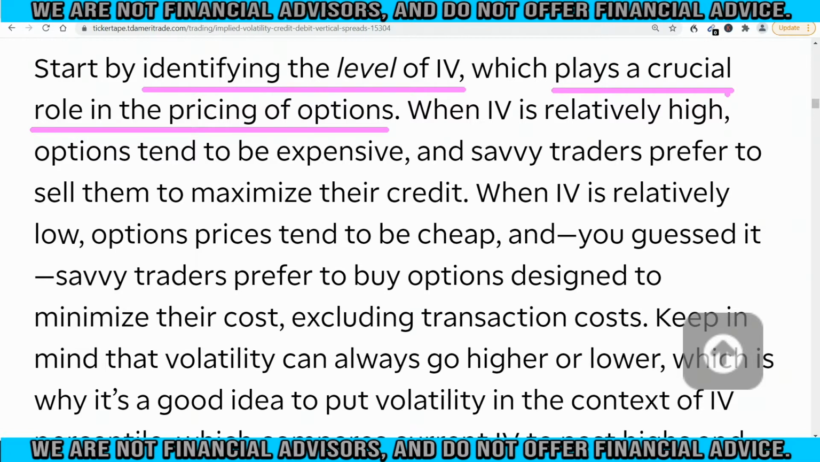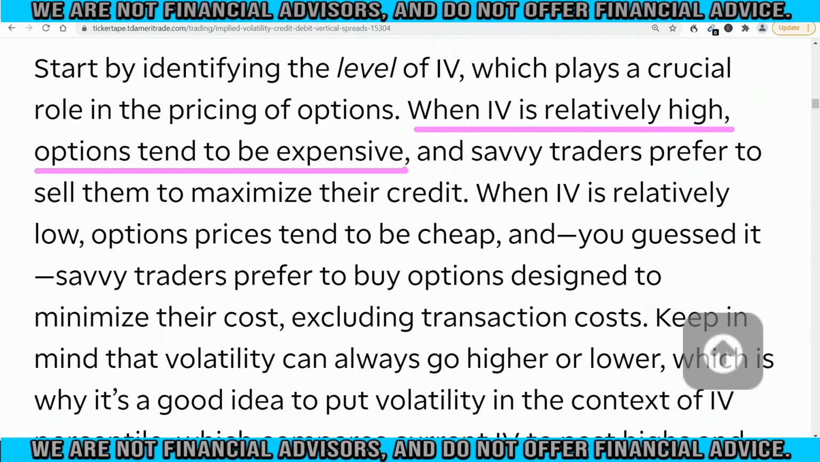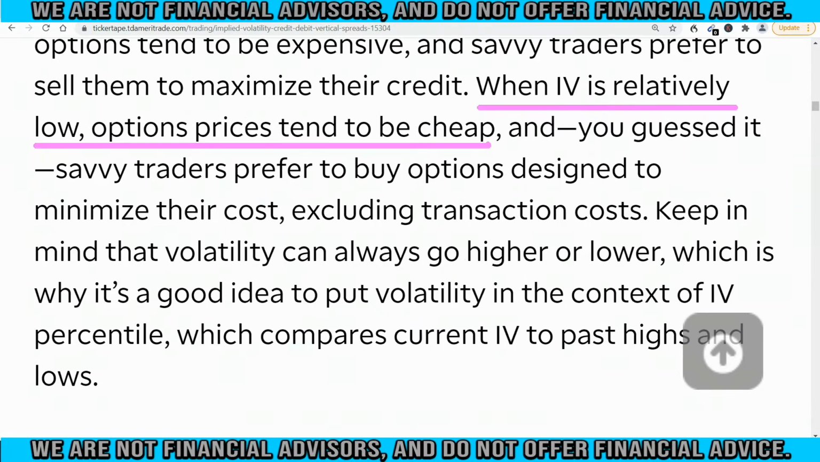We all know that the IV level plays a crucial role in the pricing of options. When the IV is relatively high, options tend to be expensive. So if we sell those expensive options, that brings in a premium that we're collecting, hence the word credit. When IV is relatively low, option prices tend to be cheap.